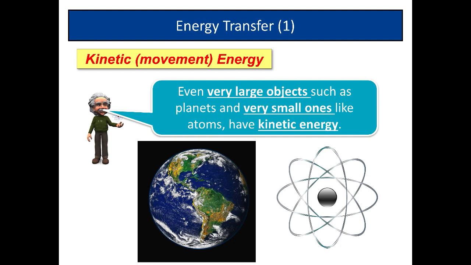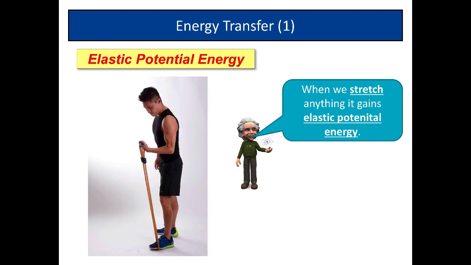Everything that's moving has kinetic energy. Even very large objects like the Earth moving around the Sun have kinetic energy. And here we've got atoms. Atoms have kinetic energy. Electrons are whizzing around in orbits. So anything that is moving has kinetic, or what we call a movement, energy store.